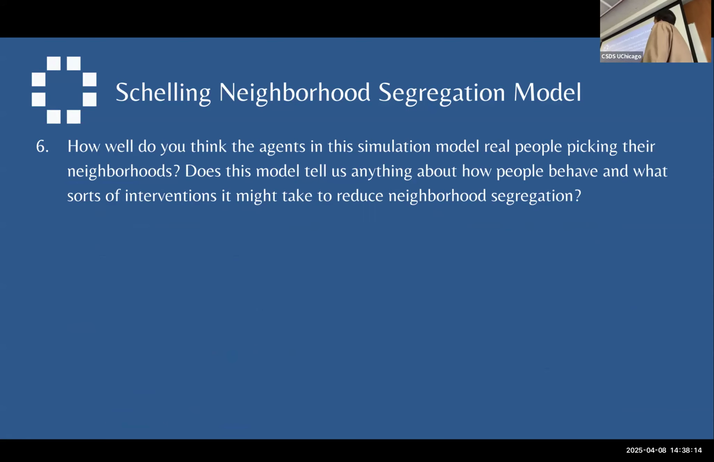And so lastly, how well do you think the agents in the simulation model real people picking their neighborhoods, knowing that we've skipped over a lot of important features? And then by extension, what can we actually learn from people specifically?